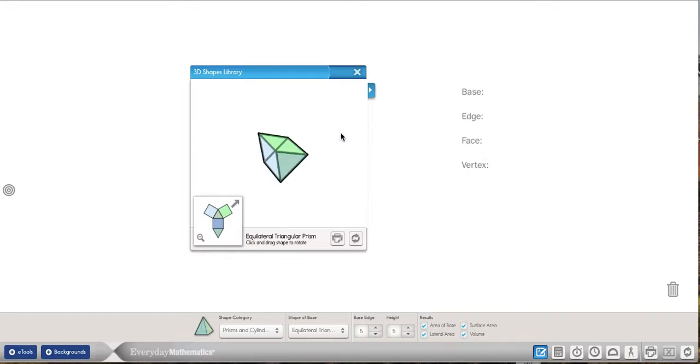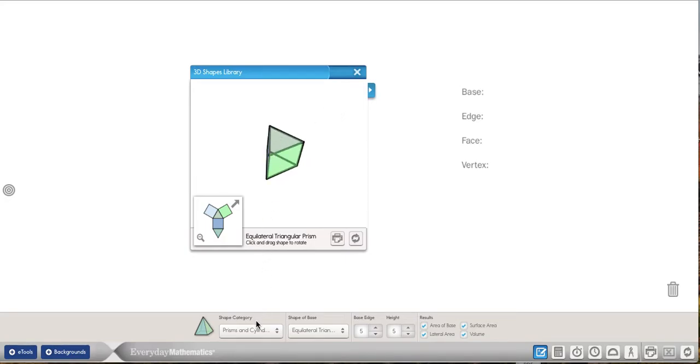This is called a triangular prism because the base gives it its name. It's a prism because the other faces are rectangles, but it's a triangular prism because the base is a triangle.